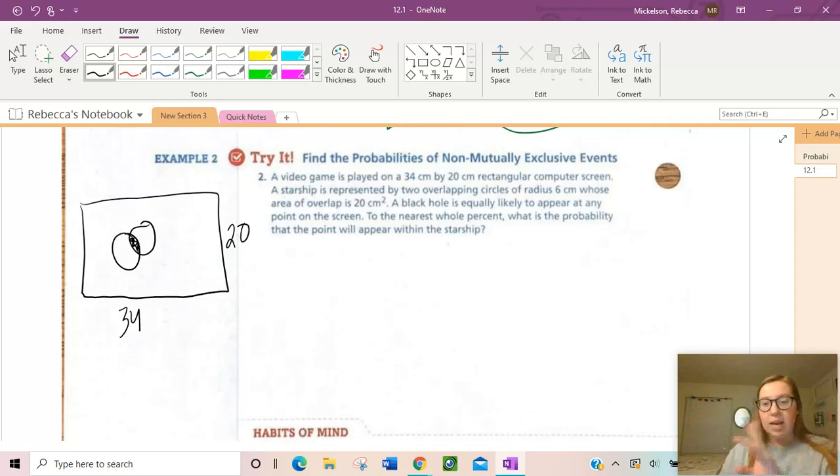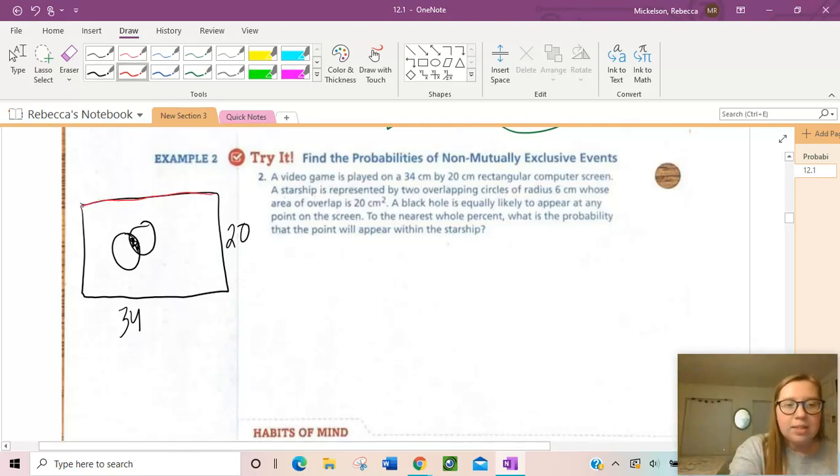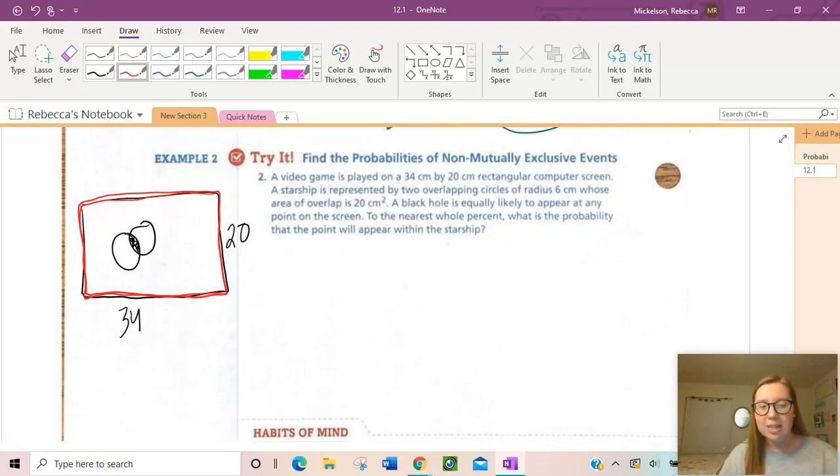So if a random dot appears on our screen, we want to figure out what's the probability that it will land in our starship, which is those 2 circles. So let's talk about what our sample space is. What are all of our possibilities? Well, it's any point on our computer screen. So what's our best measure of every spot on that rectangular computer screen?